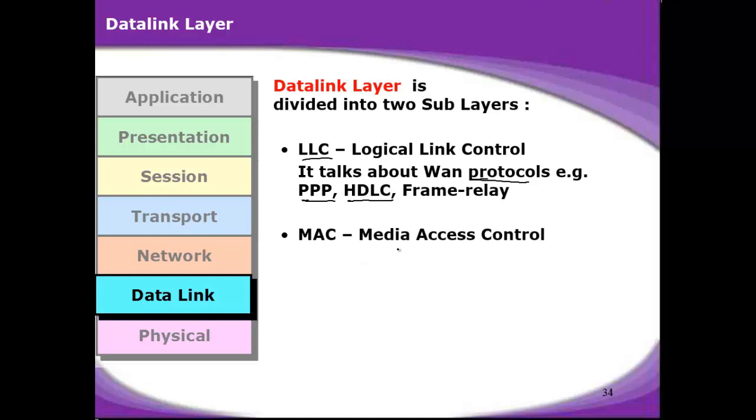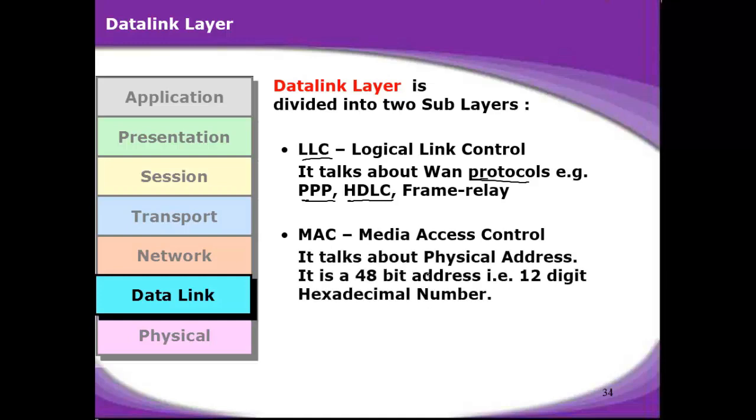The second sub layer is the MAC layer, which takes care of the physical addressing, and this physical address is a 48-bit address, so a 12-digit hexadecimal number. So we know that one hexadecimal digit is equal to 4 bits. So 12 multiplied by 4 will give you a 48-bit address. So this physical addressing is taken care of by the MAC sub layer of the data link layer.